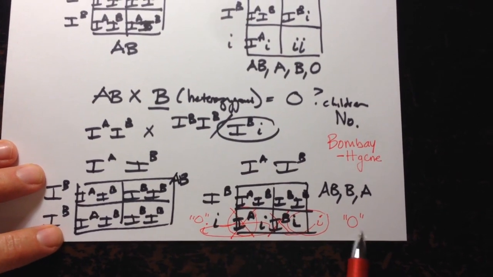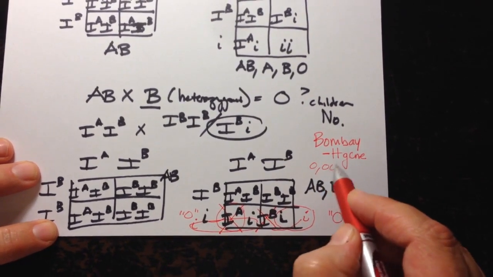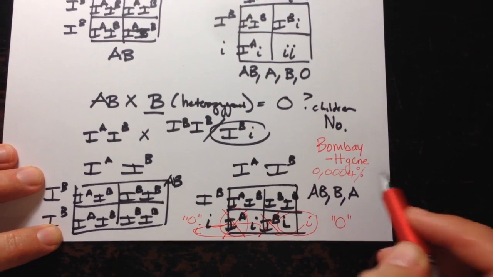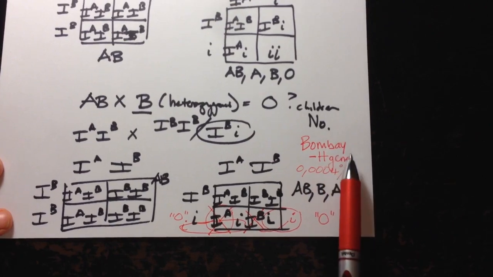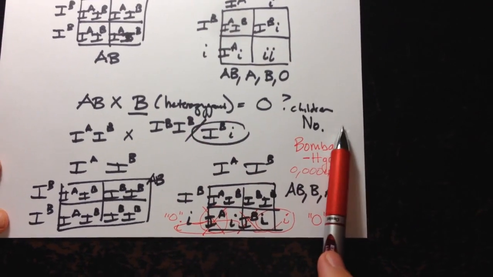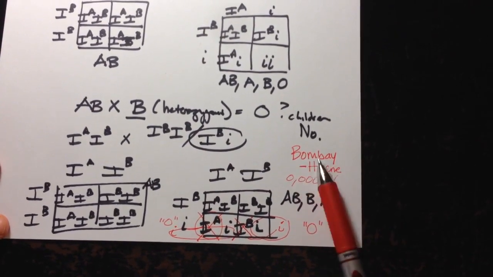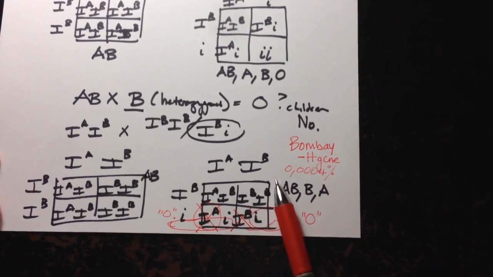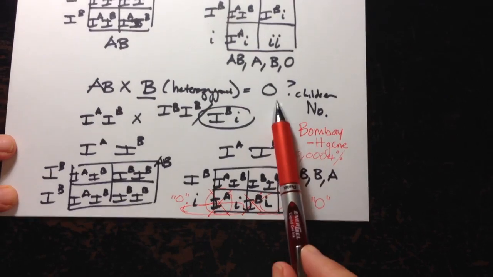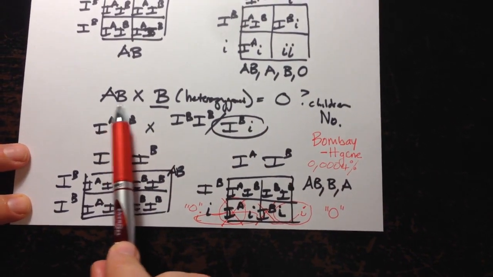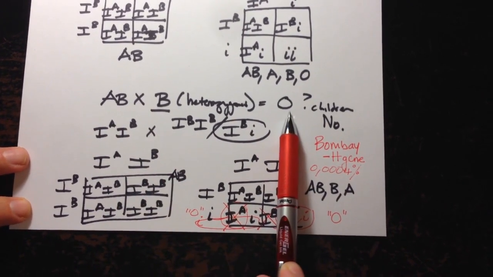But as I said, that is rare. It's only about 0.0004% of the human population that has the Bombay phenotype. So if you do consider that in one of your answers, I'll give you a bonus point if you mention that that's possible. But with these normal genotype scenarios here, you see it's not possible for a parent with type A, B, or AB blood to make type O children.